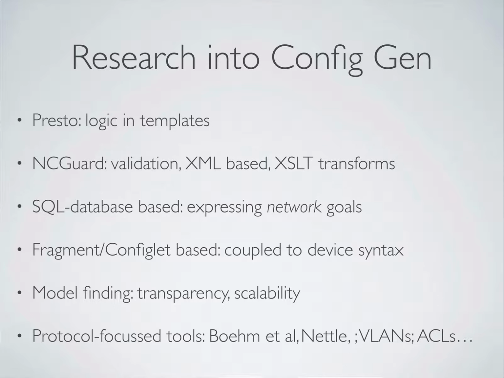There are model finding approaches in which an optimization is used to find and solve a set of constraints. These are limited in transparency. They can often find the optimal solution. However, it's hard to see exactly how this is being performed and to tweak this, especially for a network operator, and the scalability suffers. These are frequently combinatorial in their complexity.